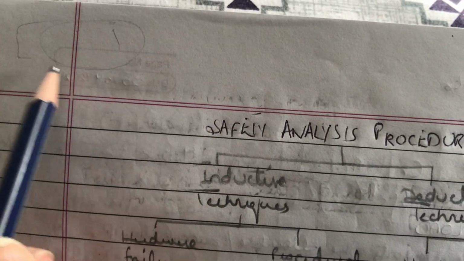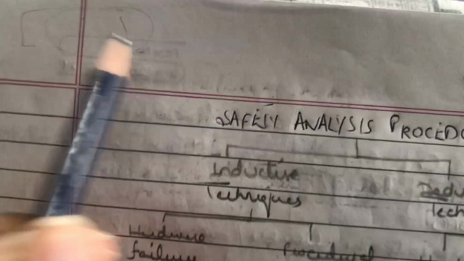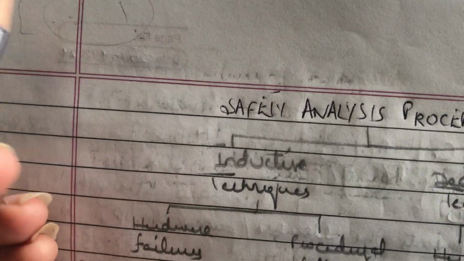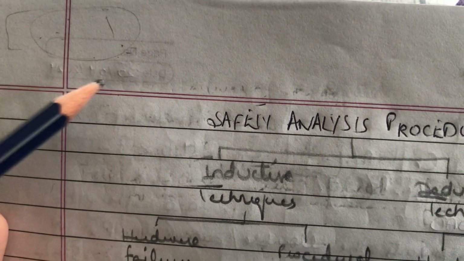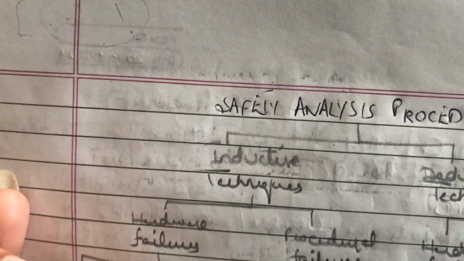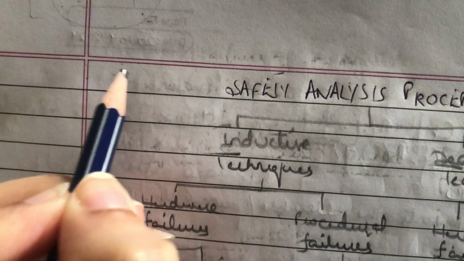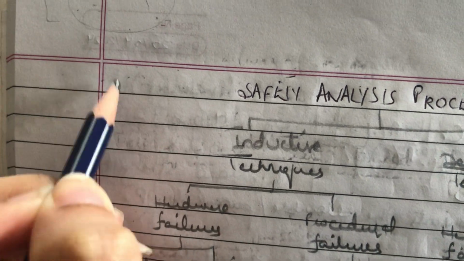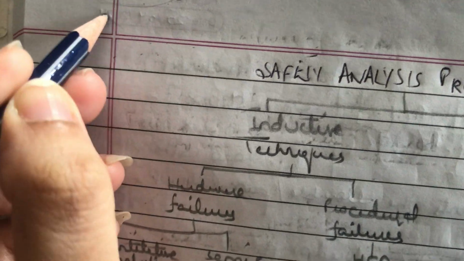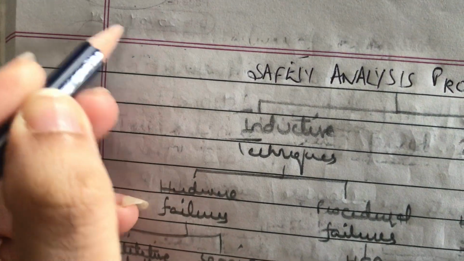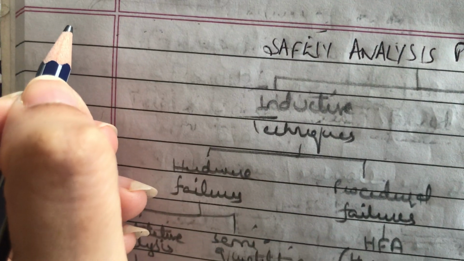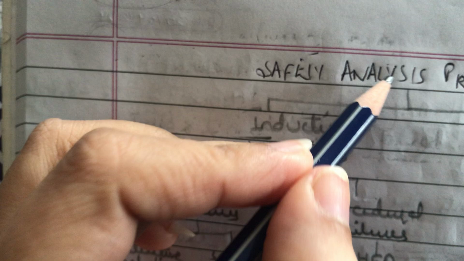We have a system, and in it we have 2 to 3 subsystems, and in those subsystems we have 2 to 3 components. So we have to take each component and consider its failure rate. We have to consider how that component is going to fail and how it will behave when it has failed. So what we are doing here is going through the safety analysis.